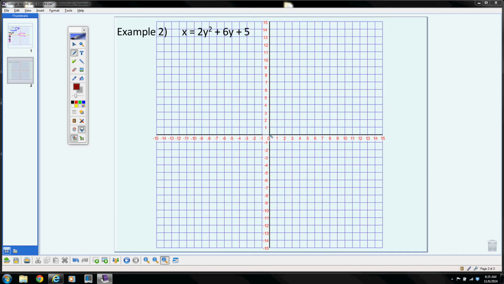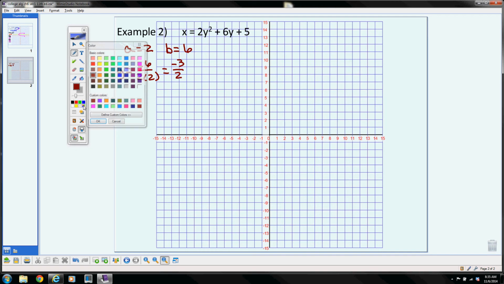So let's do that. a is equal to 2, b is equal to 6. All right, so when we get the y value, we're going to do negative b over 2 times a. So that's negative 6 over 4, and that is negative 3 halves. We have the y value of our vertex.